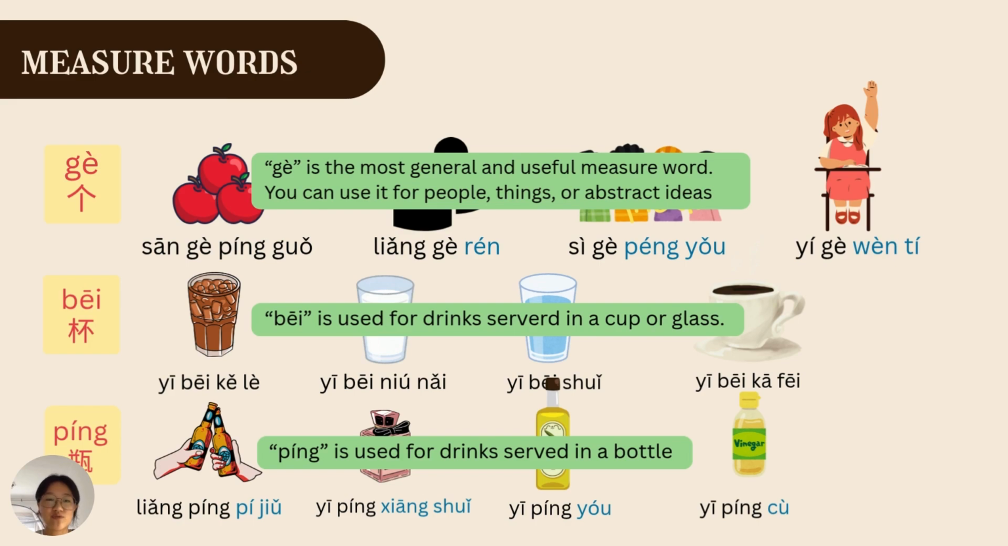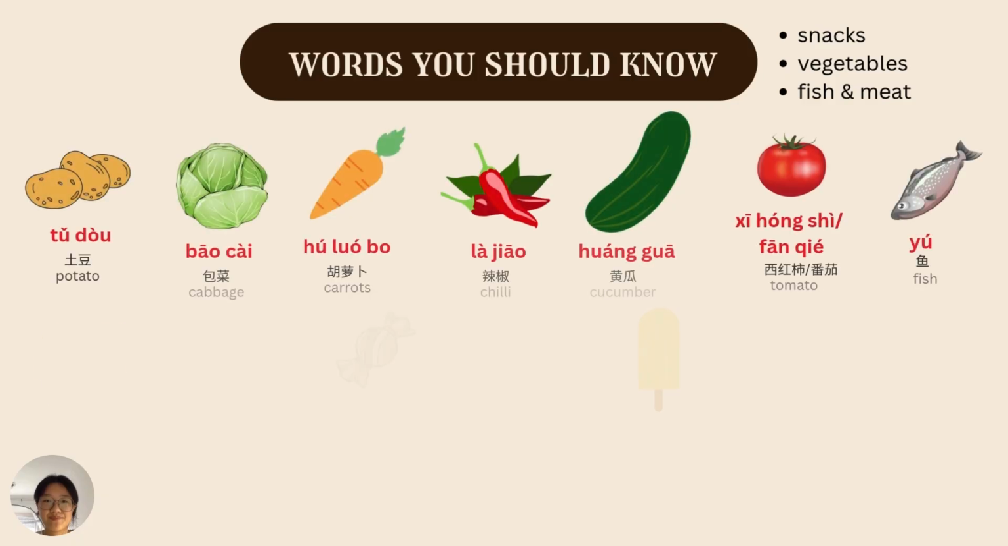杯 is used for drinks served in a cup or glass, and 瓶 is used for drinks served in a bottle. Also, last time, we learned a lot of vocabulary about fruits and drinks. So what will we learn today? We will learn another three measure words and some vocabulary about vegetables and snacks. No more talking, let's begin.